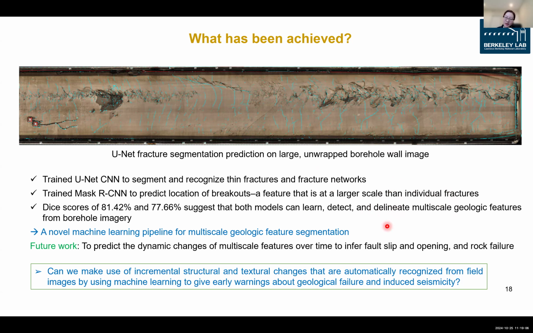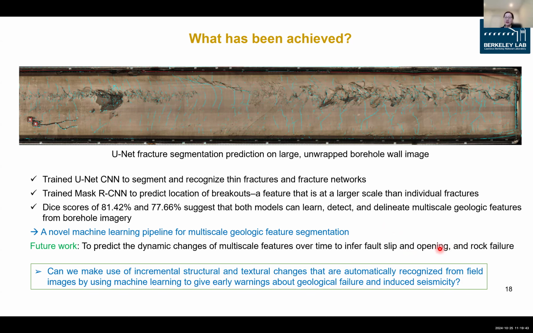Why I think this could be a promising direction, because people talk about induced seismicity with geophysical sensing, with some other types of signals. The question is, if we have a camera stored in a borehole or anywhere with sufficient images to tell structural changes during, before, and after earthquake, can we get enough incremental structural textural changes that can be automatically recognized from field images by using machine learning to give early warnings about this failure and induced seismicity?